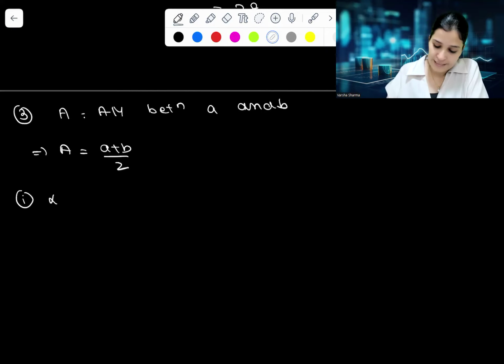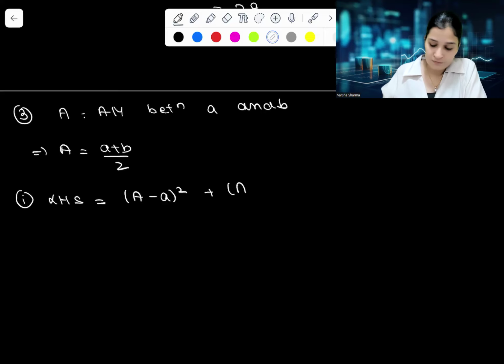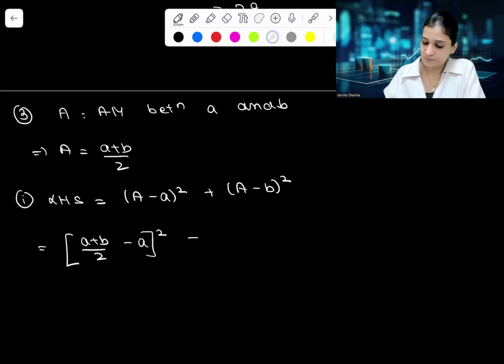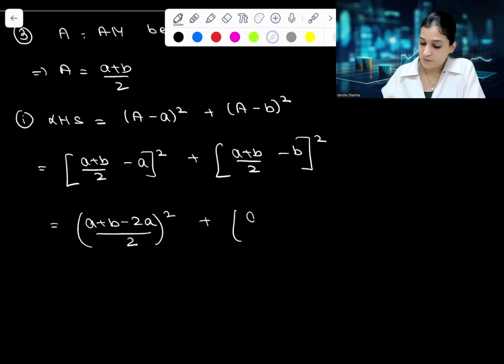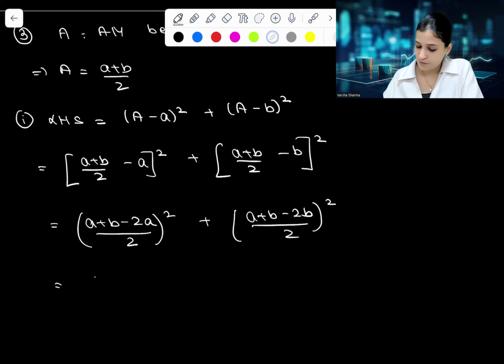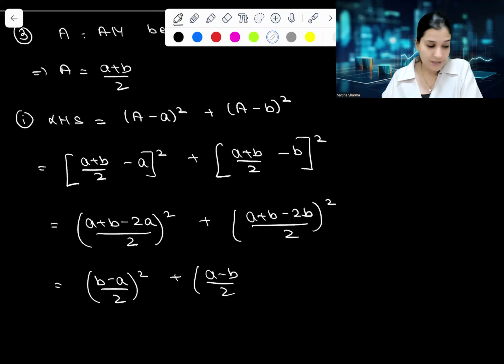For Roman 1, LHS: (A minus a) whole square plus (A minus b) whole square. So ((a plus b) by 2 minus a) whole square, plus ((a plus b) by 2 minus b) whole square. That is ((b minus a) by 2) whole square plus ((a minus b) by 2) whole square.